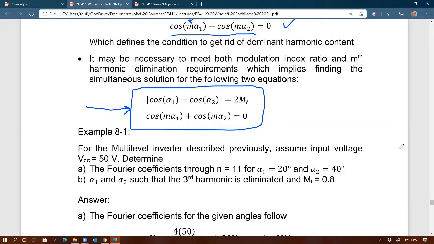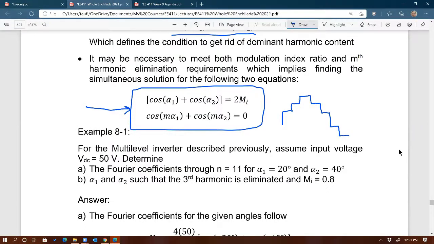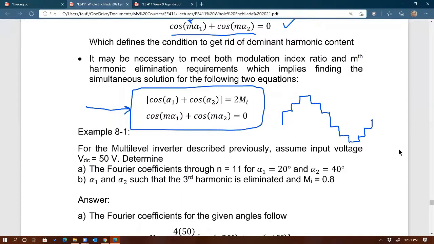That's correct. That shapes the original output. Right here, for example, let's say that the shape of the output is this way. That's correct. That is being constructed by harmonics. But what we want is not this. What we want is this.